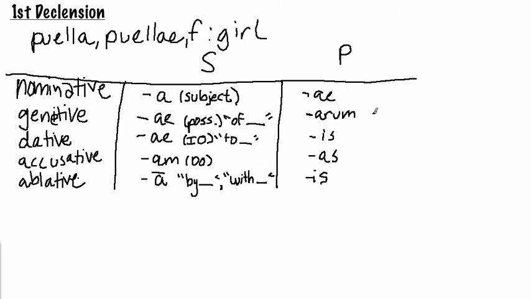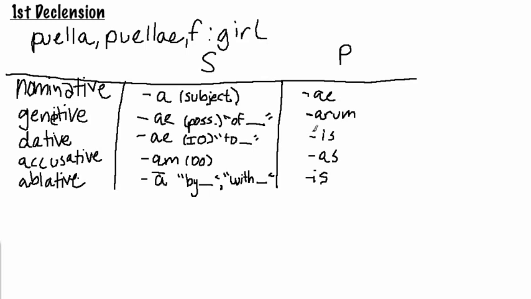And with your plurals, it's going to be the same, except obviously the noun would be plural. So let's say for puella, if it's in the nominative plural, you would translate it as girls. If it's in the genitive plural, you would say of the girls, to the girls if it's dative plural. Just girls, direct object, and by or with the girls if it's plural.